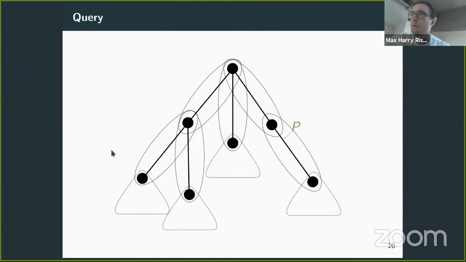And now to query, we find a locus in the suffix tree as before. And if we end up on a spine, then it's simply a matter of querying the line segment data structure just as before, with the same query time as before.